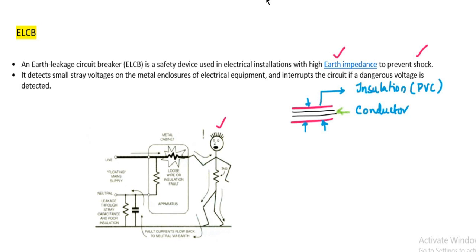Whenever there is a failure of this PVC insulation, let us say there is insulation damage in the wire, then what happens? Whenever any human or animal touches this conductor here, he will get electrocuted.